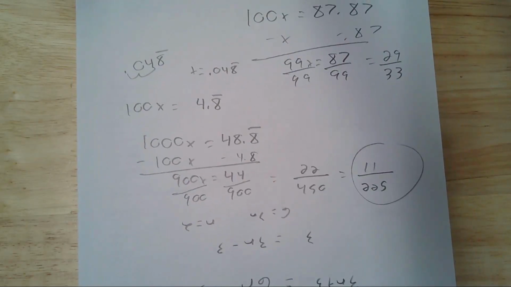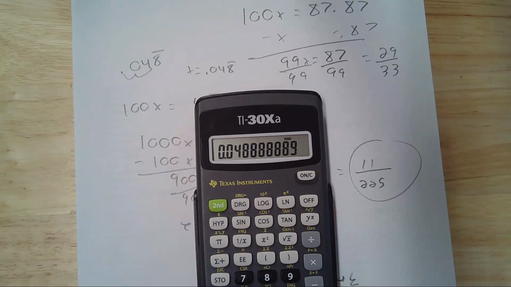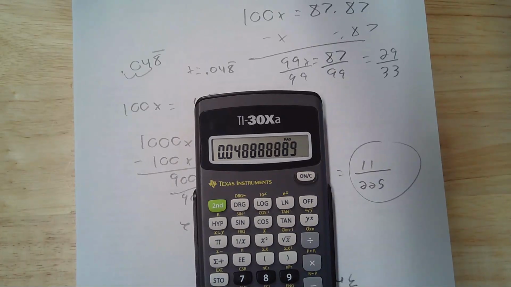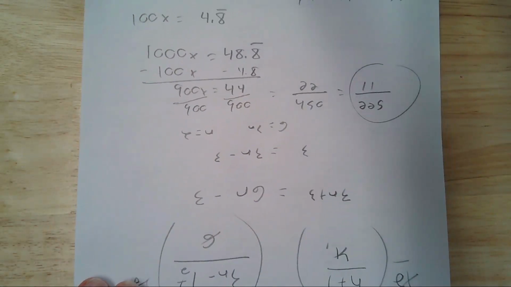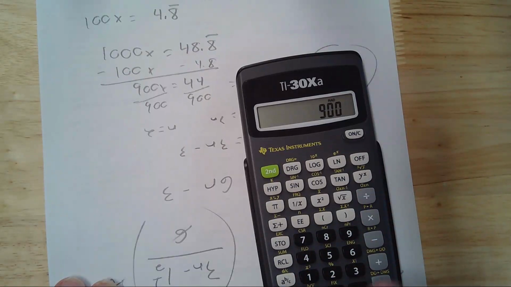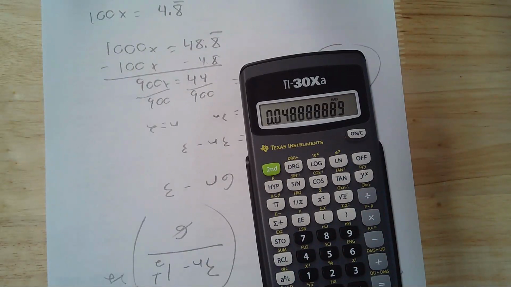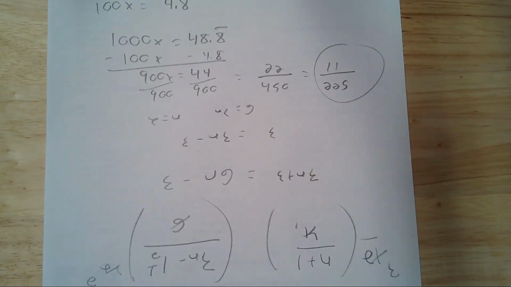I'm not exactly sure how the calculator did it. 11 divided by 225 is .048, and there's the 8 repeating way out there. So 11 over 225. And I could have checked it at 44 divided by 900 if I wanted. Yep, there it is. These are all equivalent fractions I wrote here, so they all have the same decimal value.